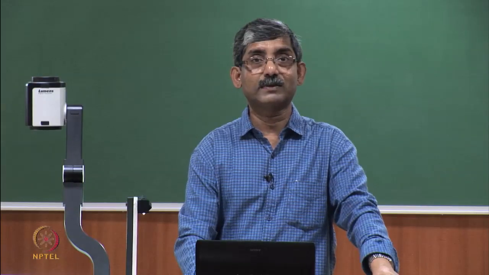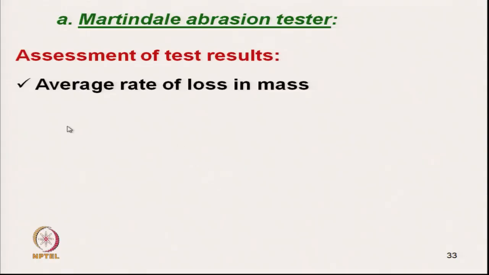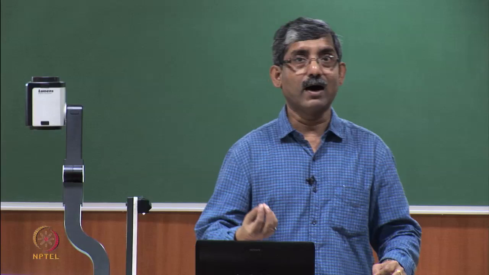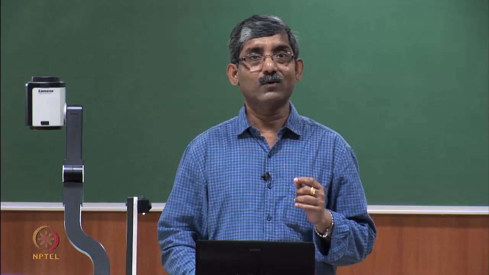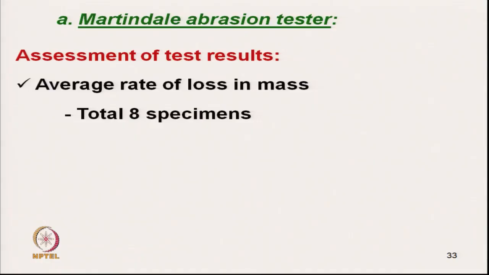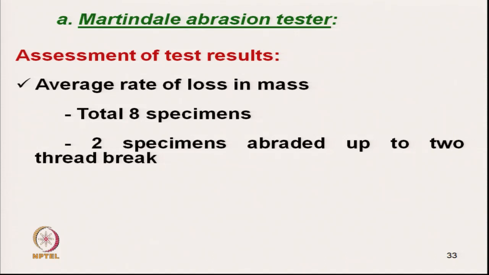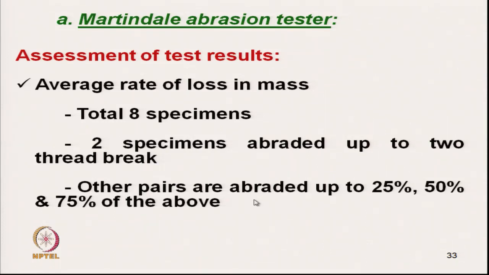Now, for assessment of the test result, normally in the Martindale abrasion tester we measure the loss in mass, say in milligrams per 1000 cycles. So, how do we measure? A total of 8 specimens are taken, 2 specimens are abraded up to 2 thread breakage, that is their extreme end point. We note down the number of cycles required.